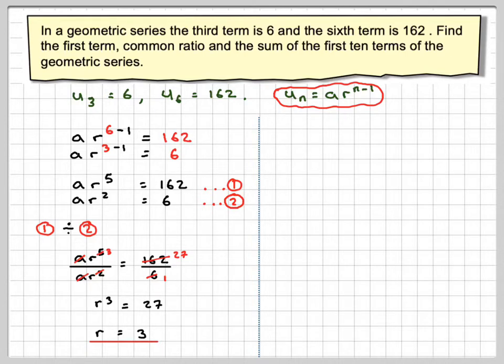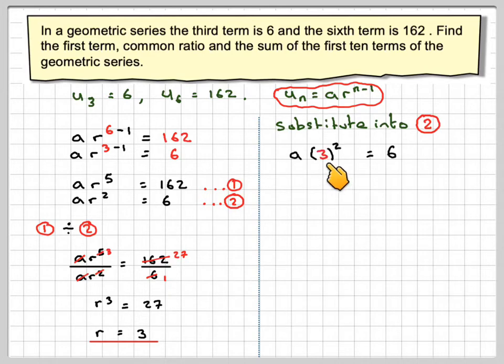Right. Now, in order to find A, we just need to substitute back into one of these. I'm going to substitute back into 2, which is AR squared is equal to 6. So we're going to have A times my common ratio squared is equal to 6. That gives me 9A is equal to 6. So A is 6 over 9, which is 2/3. Now I can find the sum of the first 10 terms.